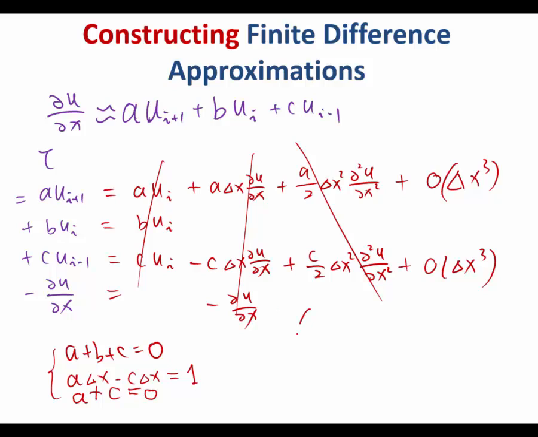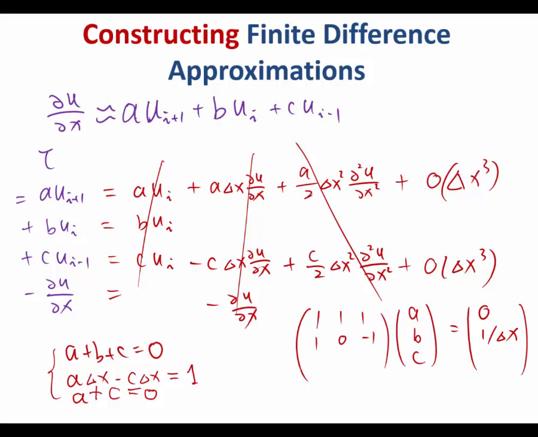We can put a matrix [1, 1, 1] times [A, B, C] equal to 0. That is actually the first equation. And the second equation is, I think it's easier to make it 1 over delta x, so that I have [1, 0, -1] times [A, B, C] equal to 1 over delta x. And also I have [1, 0, 1] times this equal to 0.